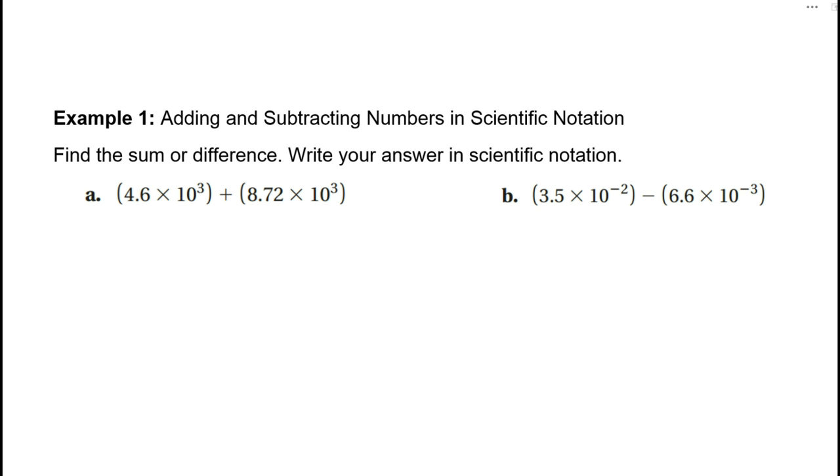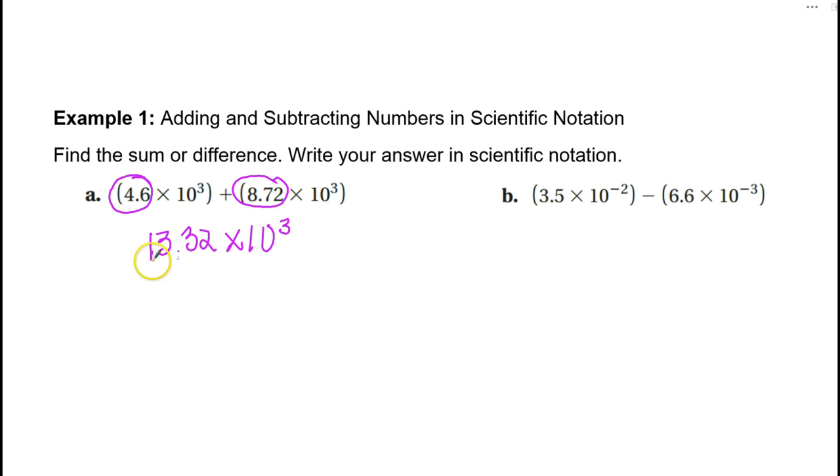So finding the sum or difference. Right away I'm going to look to see if the powers of 10 are the same. And since it's 10 to the third and 10 to the third, I know that I can add these factors. When I add 4.6 plus 8.72, I get 13.32. And then it's times 10 to the third. You keep the power of 10 the same.